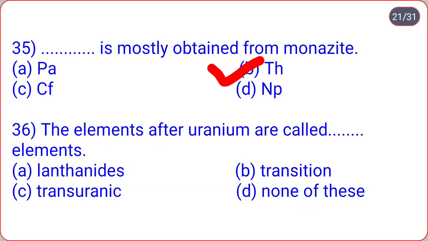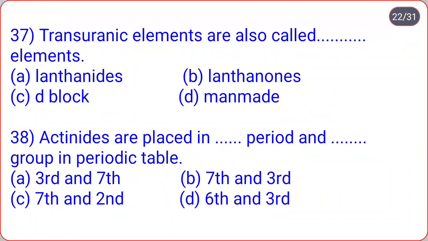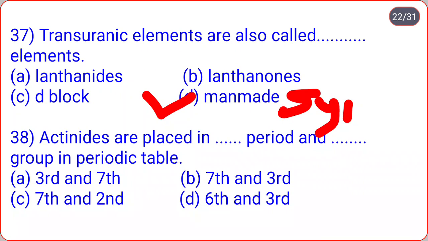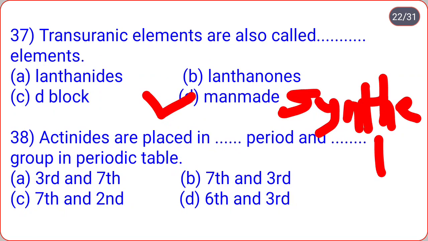Okay. The elements after uranium are called dash elements. Lanthanides, transition, transuranic elements, none of these. Correct option C. The elements after uranium are called transuranic elements. Transuranic elements are also called dash elements. Lanthanides, lanthanones, D block, man-made. So transuranic elements are also called man-made or synthetic elements.